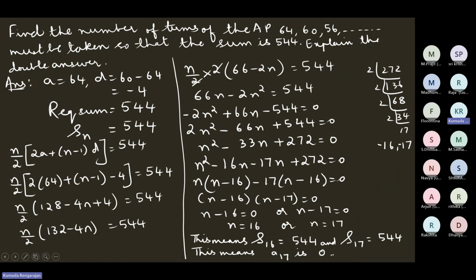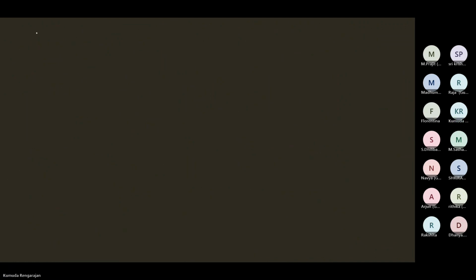That's because the 17th term is 0. That's the question: explain the double answer. So we get two values for n, and you need to explain the double answer. The reason is because the 17th term is 0. Let me just show you here.